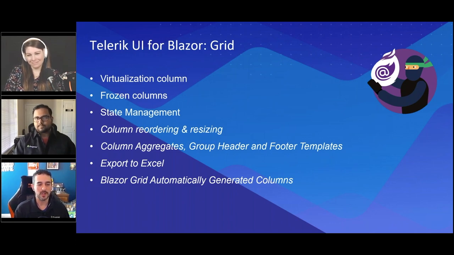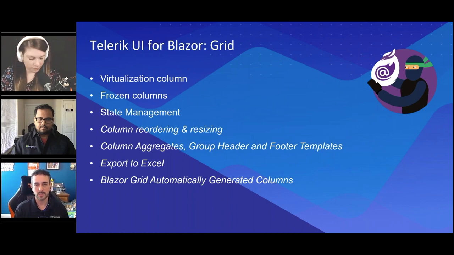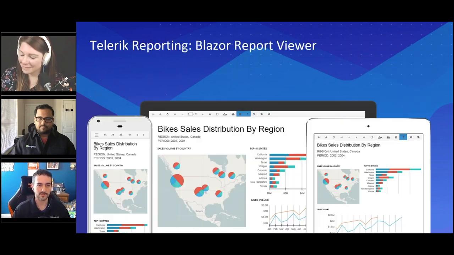So we also have column reordering, resizing, group headers, footer templates. Export to Excel is a big one that folks have been asking for. That is in place now. And then we have the automatic grid column generation, which is a great feature if you're trying to build things extremely quick. All you need to do is bring in your data source and tell the grid to automatically generate the columns. You don't need to go through and define every column header. This thing just scans the object and populates a column for each property in that object. So very productive and cool stuff.